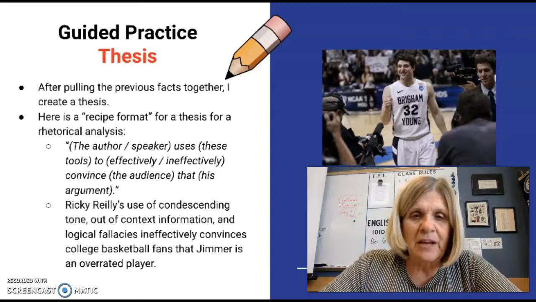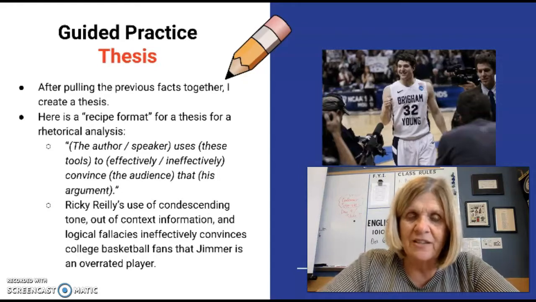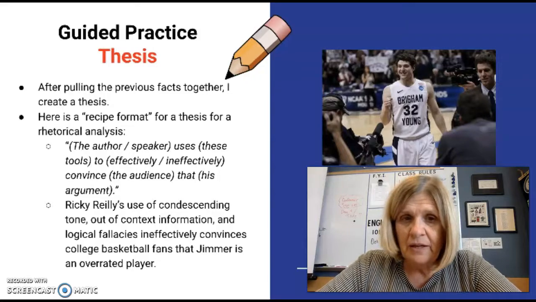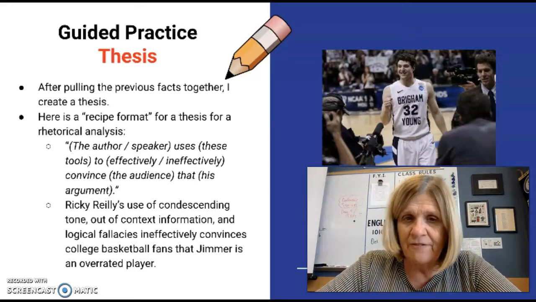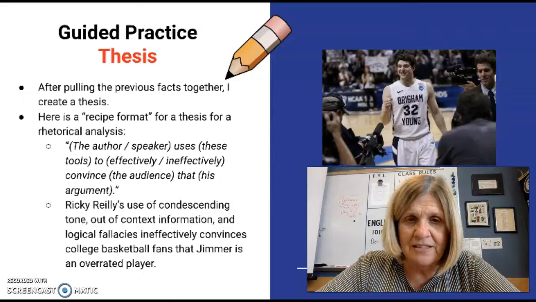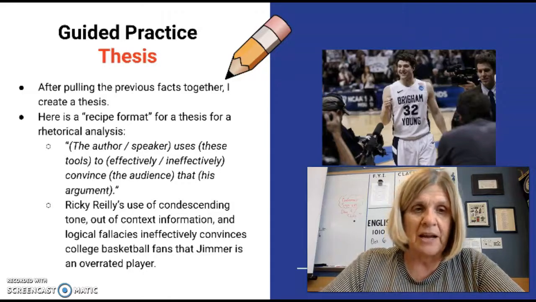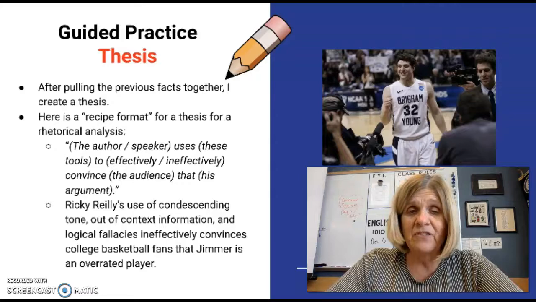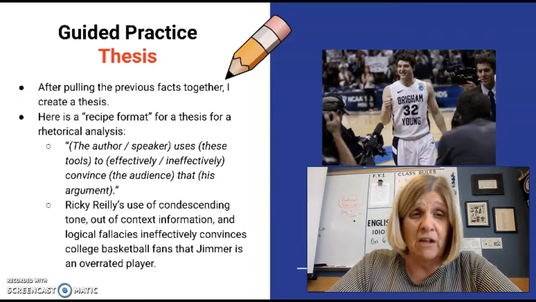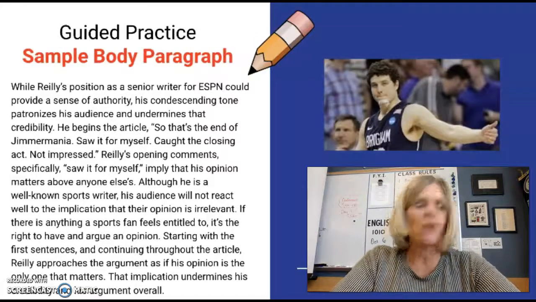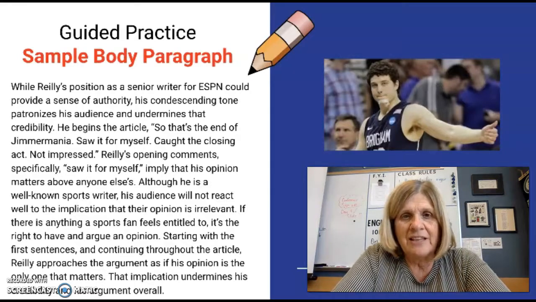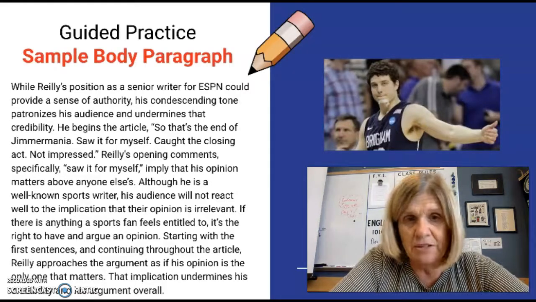If you'll notice, when I put together the thesis, I said that there were three major flaws with his essay. I said the condescending tone, out of context information, and logical fallacies. That's how I would organize the body of my paper. So I'd start looking back in the essay for examples of condescending tone, and I could find a lot of them. So I put together one body paragraph here that deals with this condescending tone.